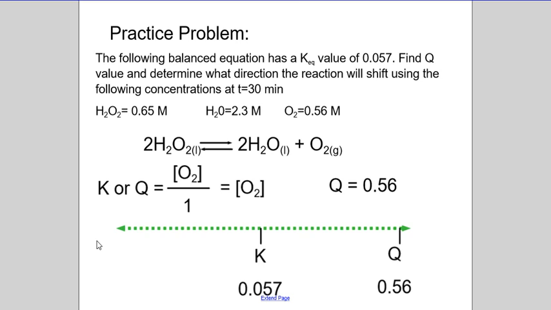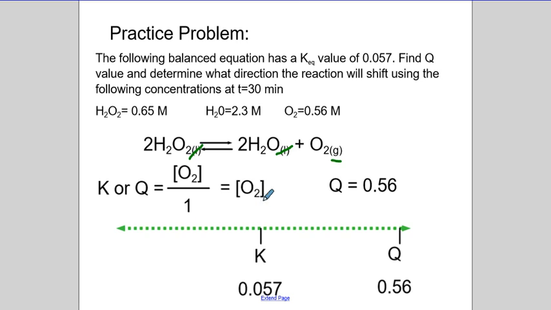So first we need the expression. So K or Q, the expression for this is O2 over 1. The reason for that is this guy's a liquid, and this is a liquid. Liquids do not show up in equilibrium expressions. So the only things that show up are aqueous species and gases. This guy is a gas. He's the only one that shows up in this expression. So really, K or Q is equal to the concentration of O2. That's the whole expression in this case.